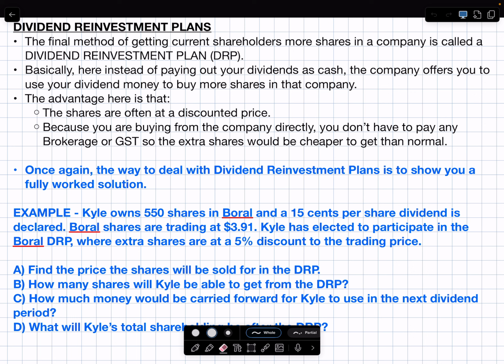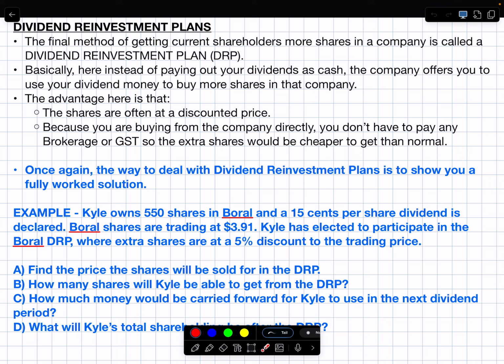Instead of them just paying you out, sometimes the company will go, you know what, we could give you the dividend, we could give you this cash, but if you use that dividend money instead to buy more shares with us, we'll give you a special deal. Okay? So a dividend reinvestment plan is, instead of paying out the dividends as cash, the company offers you to use the dividend money to buy more shares in the company.